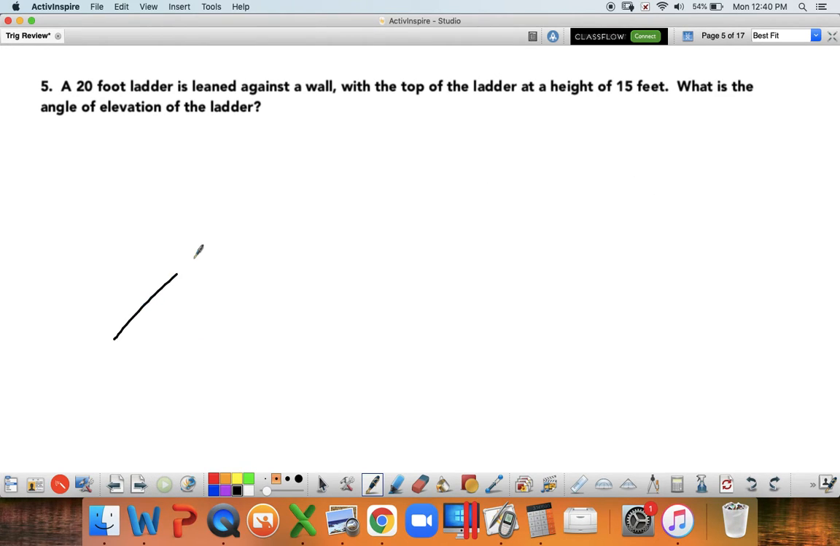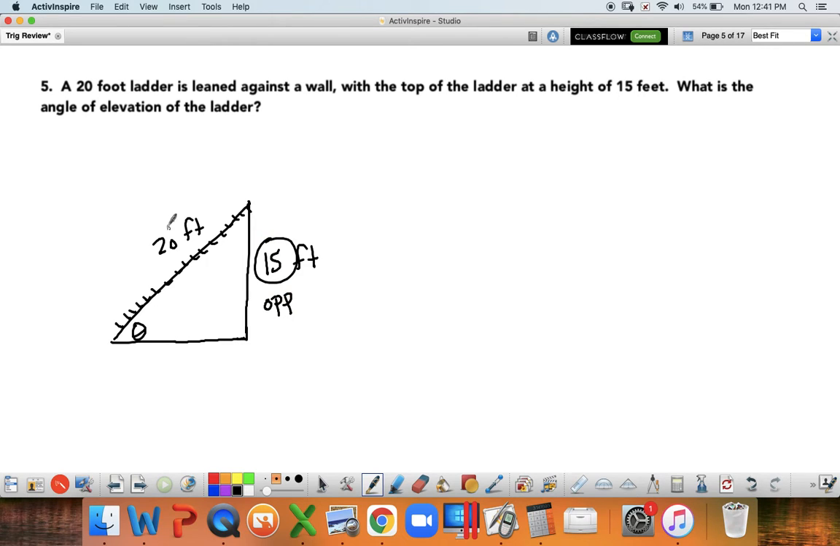A 20-foot ladder. Right, so here's our ladder. And it's leaning against a wall with the top of the ladder at a height of 15 feet. What is the angle of elevation of the ladder? So we're trying to figure out that theta value. We're trying to figure out that angle there. So when I look at this, I say, okay, I have opposite and I have hypotenuse. So which trigonometric identity uses opposite and hypotenuse? Well, it's the sine. The sine of theta is equal to 15 over 20.